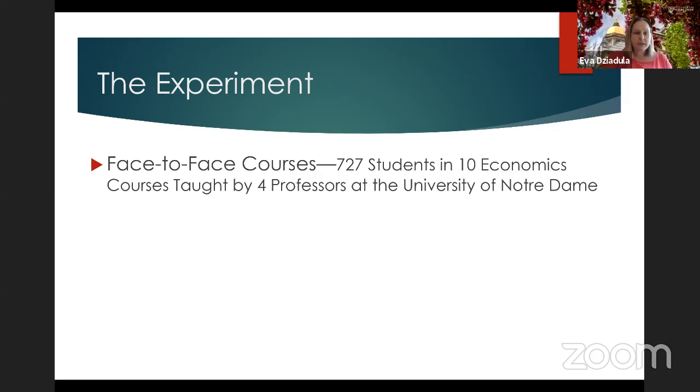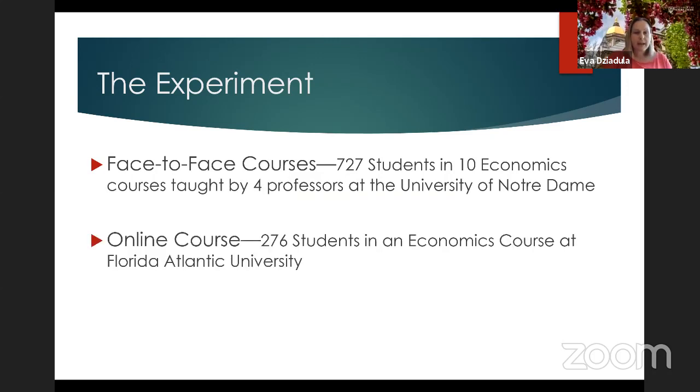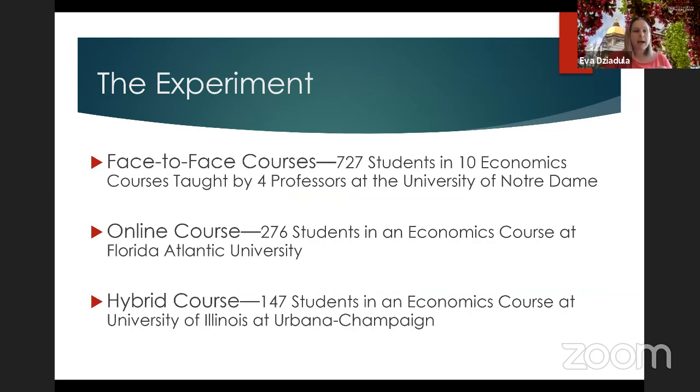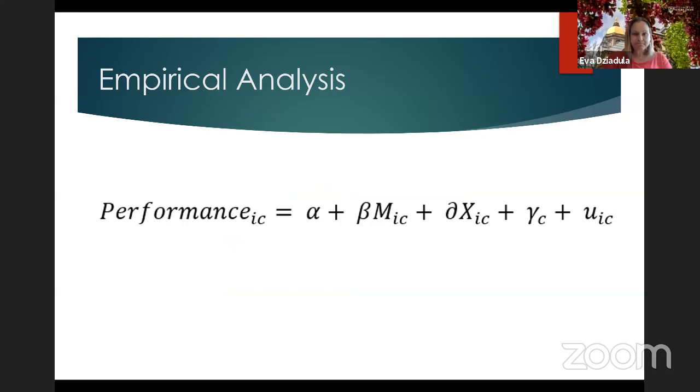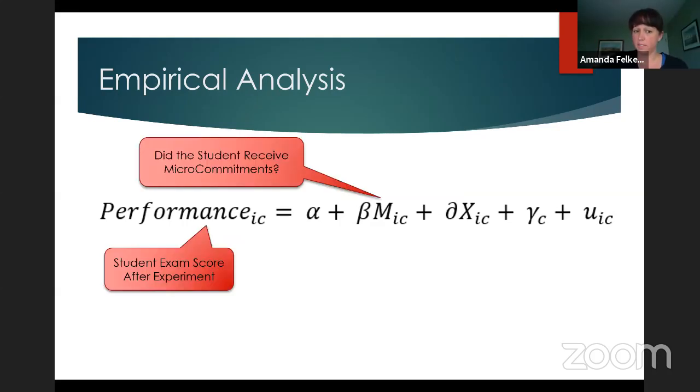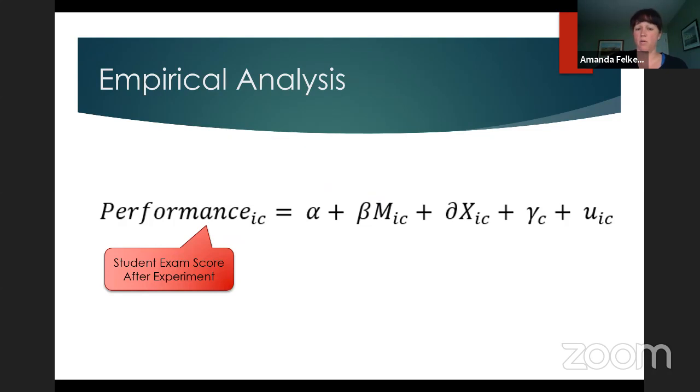We had almost 300 students taking an online class at Florida Atlantic and close to 150 in a hybrid course at the University of Illinois. And our empirical specification was to measure the effect on performance. So we're looking at the exam scores.